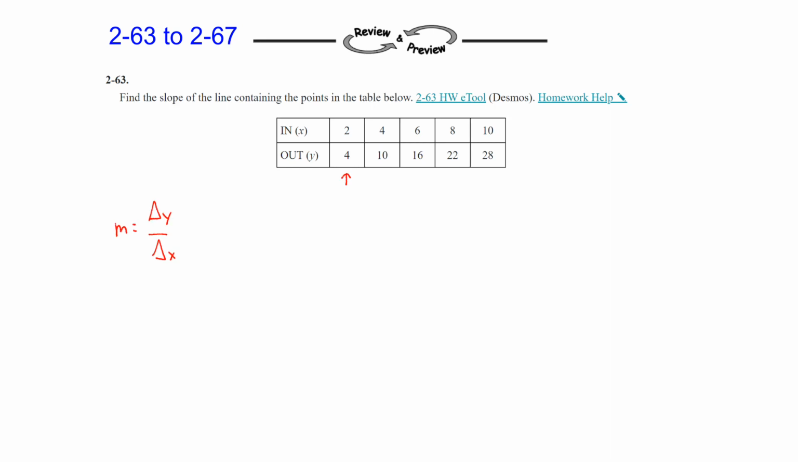I'm just going to go ahead and pick this first one, rewrite it as 2, 4. And then just pick the second one here, which is 4, 10. Those are the two I'm going to use, but it doesn't matter which two you use if we're talking about a line. So we'll do the change of y, 4 minus 10, divided by the change of x, 2 minus 4. And so then we get negative 6 divided by negative 2, which we want to simplify to 3. So the slope of the line is 3. And once again, you can choose any 2 points you want to find the slope.